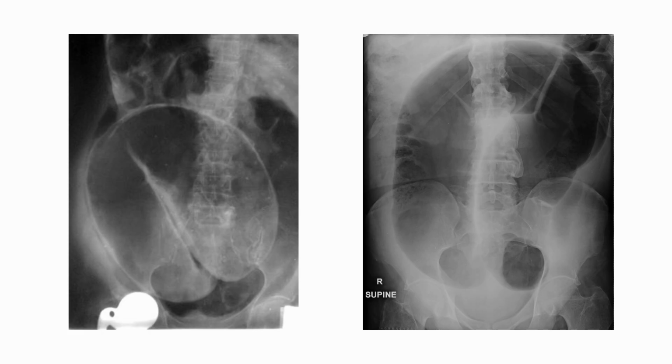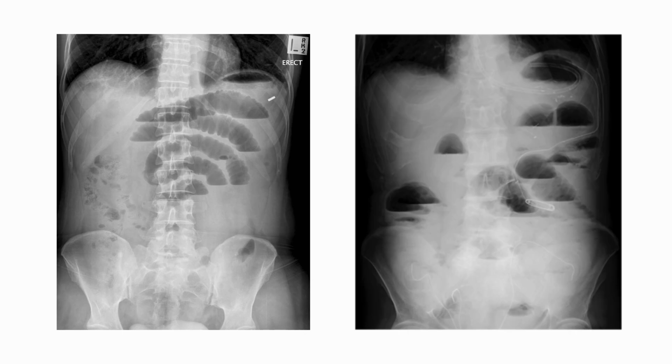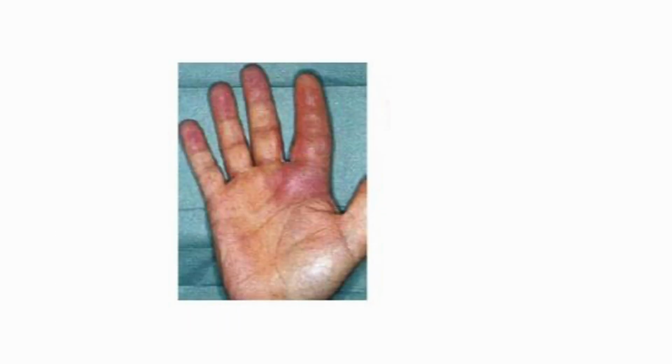Now this is sigmoid volvulus. What you do is you keep them NPO, you put in a nasogastric tube, and then you need to do a sigmoidoscopy. There is small bowel obstruction with multiple air fluid levels seen. Again, same thing, NPO and nasogastric tube, and refer to surgeons.